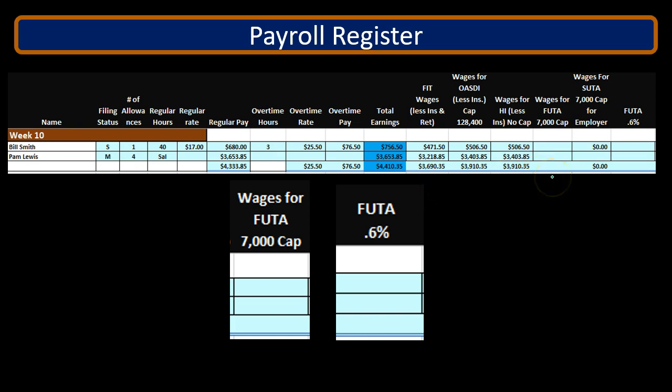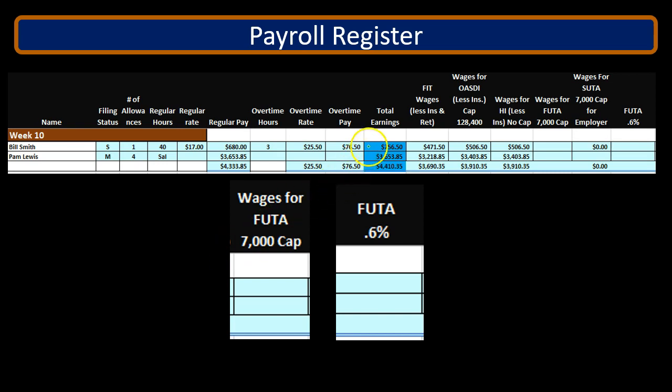The FUTA wages will differ when we have this cap of $7,000. It's important to note that that $7,000 is very low. So this is kind of an unusual tax in that case because it's a flat tax, but up to this very low cap, which most people will hit sometime probably in the first quarter. So most employees will get to this cap at some point. So we need to be very careful when we do the payroll that when an employee gets to that cap, we don't go over it.